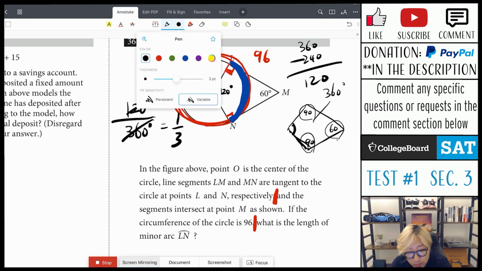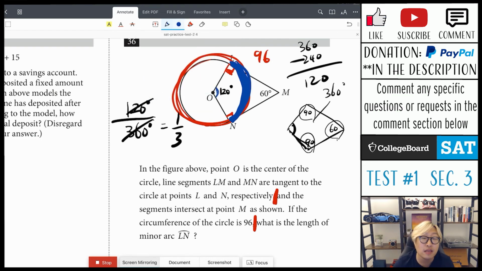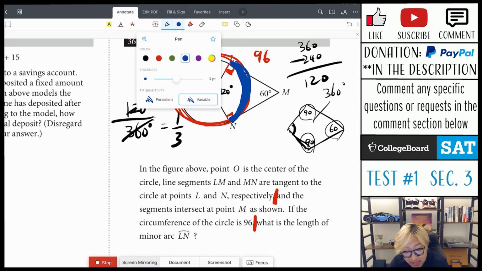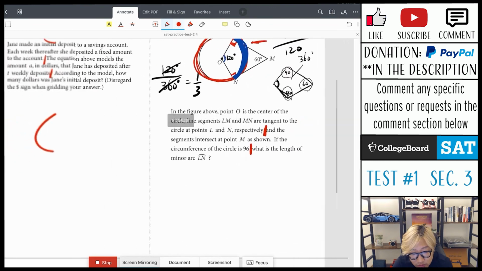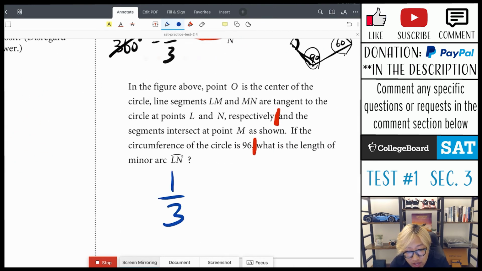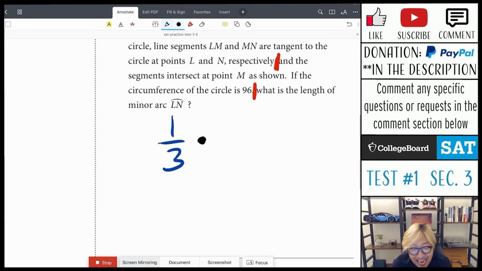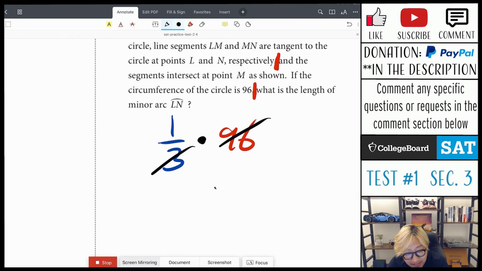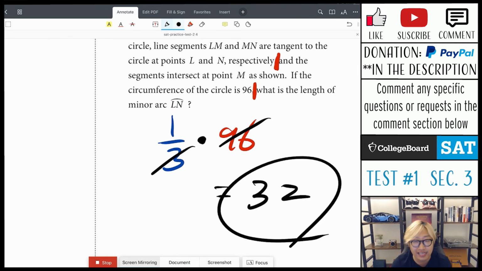So what do I know about this blue arc? It better be 1/3 of the length of the whole entire circle, which was 96. So what do? Take a third of the entire circle's length, which is 96. And when you guys do that, that's how you get 32 as your answer.